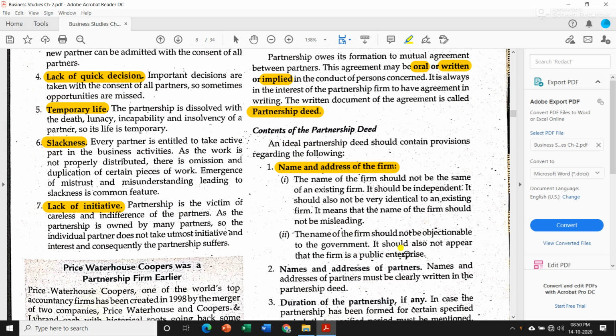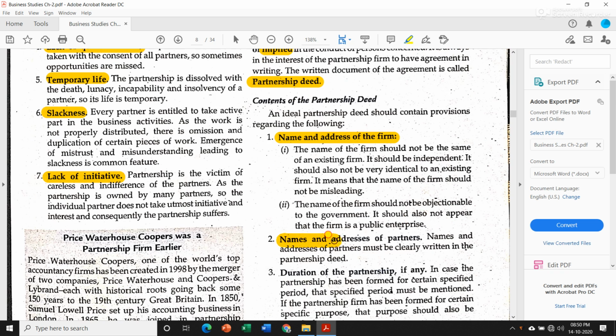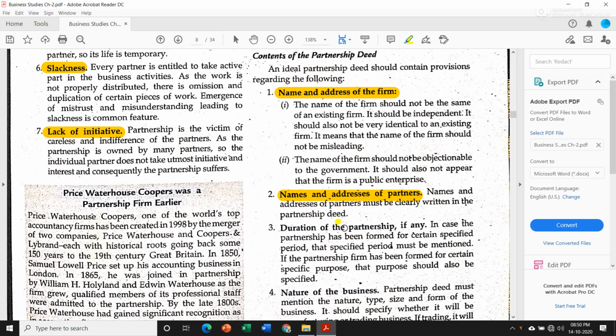So you should keep the name of the firm or partnership firm which is not a duplicate of an existing company or existing firm. It should not be objectionable to the government, and it should not be a public enterprise. Then name and address of the partners. All the names and addresses of partners should be clearly mentioned in the partnership deed. Then duration of the partnership, if any.